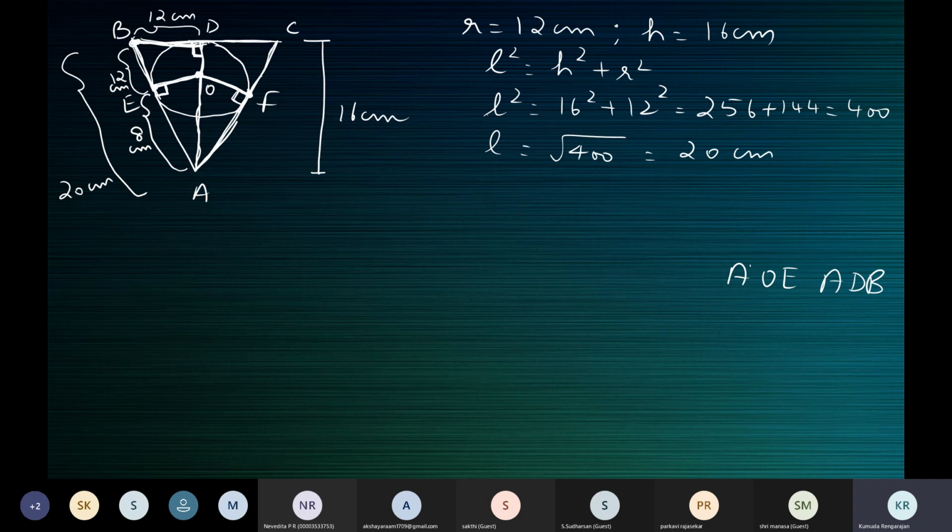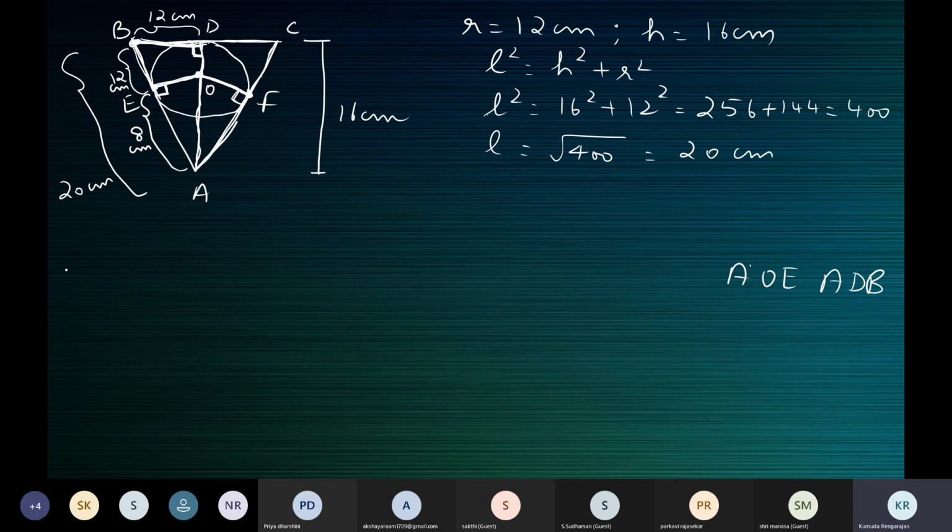Now, which is the angle common to the two triangles? There is one angle which is common, in triangle AOE and triangle ADB. Angle A, ma'am. Angle A, EAO. EAO is also BAD, correct? Yes, ma'am. So there is one common angle and one right angle, meaning one pair of angles common, the other pair right angles.